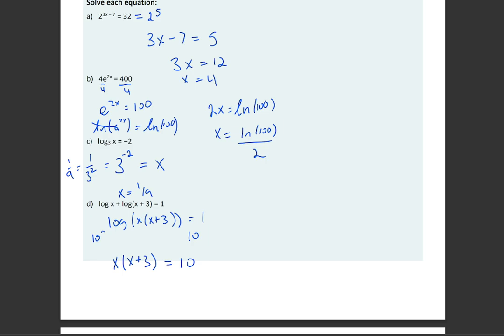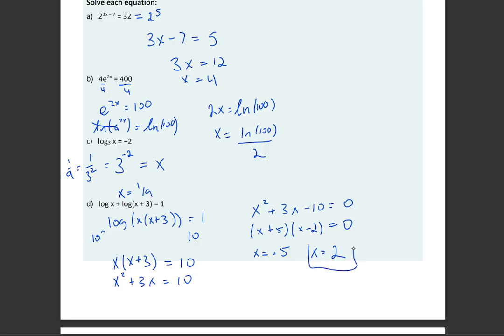So now I can distribute my x. I'm looking at x squared plus 3x equals 10. And so I subtract 10 to the other side, and I'm looking at x squared plus 3x minus 10 equals 0. That, of course, is something that we can factor. So we have x plus 5 and x minus 2 equals 0. That's something we've done 100 times in this course. So, of course, we get x equals negative 5 and x equals 2.